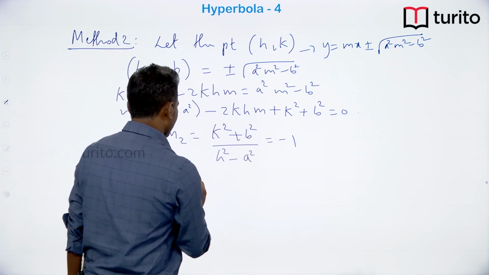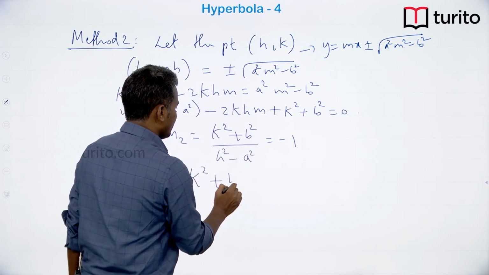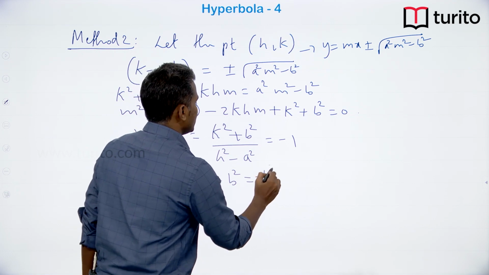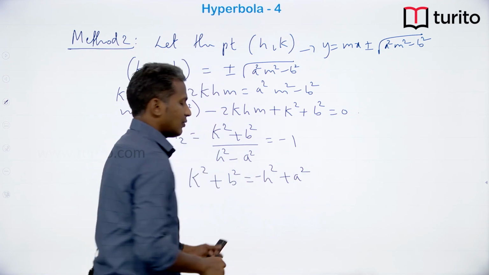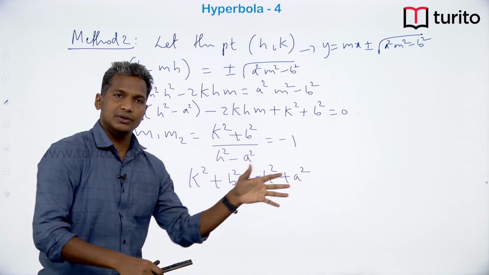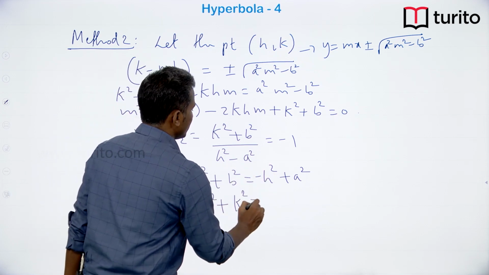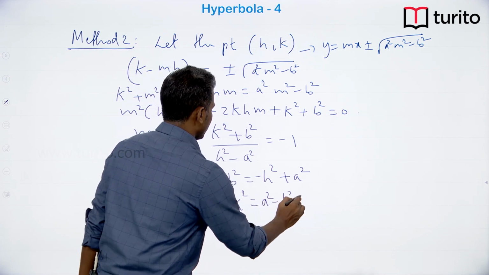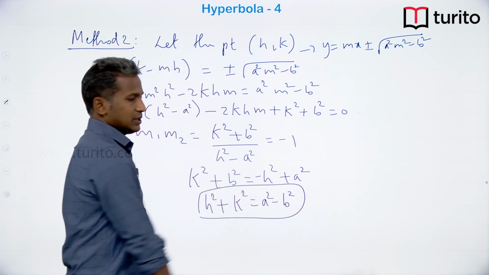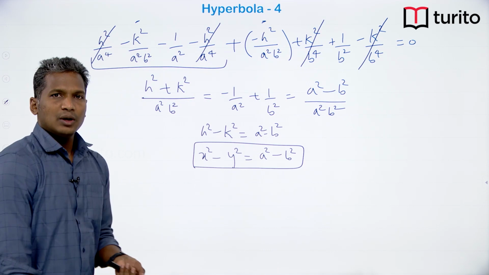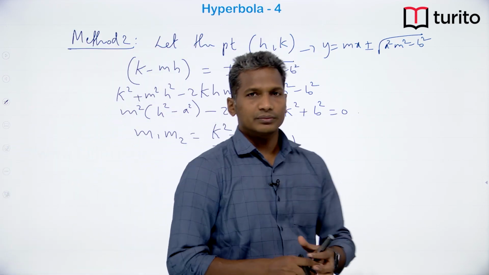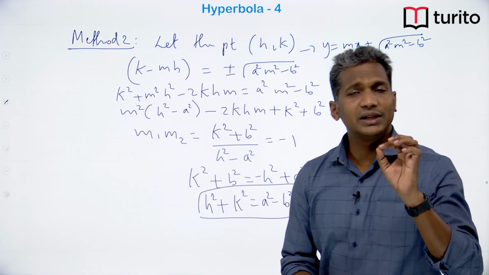Further when I simplify this, what do I get? k square plus b square equal to minus h square plus a square. Now take all variables to one side, constant to the other side. So what do we get? h square plus k square is equal to a square minus b square. Okay, so we got the same locus. But out of these two, which method is psychologically simple?